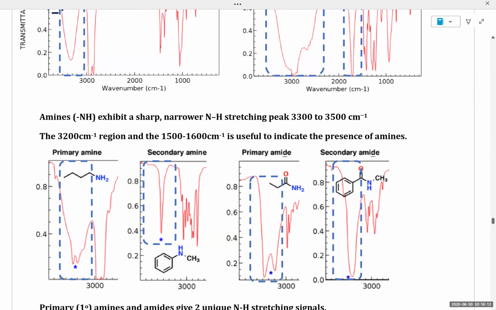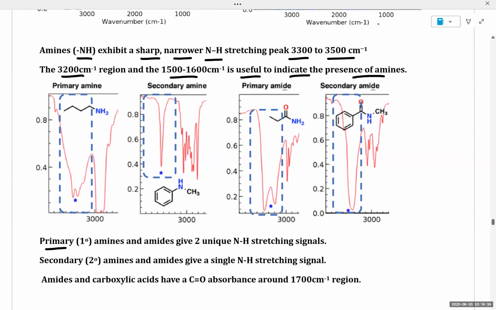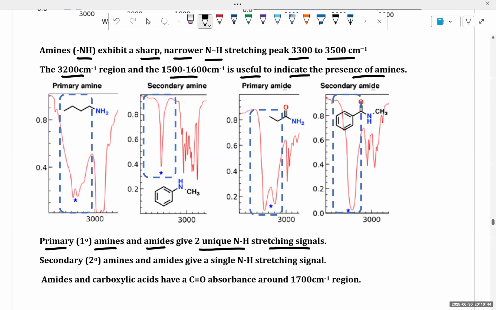Amines are pretty interesting in that amines, specifically if they have an NH group, exhibit a sharp, narrower NH stretching peak in the 3,300 to 3,500 centimeters inverse range. The 3,200 centimeter region and the 1,500 to 1,600 centimeter region are useful to indicate the presence of amines. The other thing I'd like you to note is that primary amines and amides give two NH stretching signals. By comparison, secondary amines and amides give a single NH stretching signal.